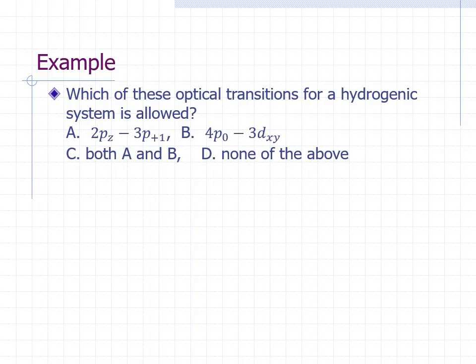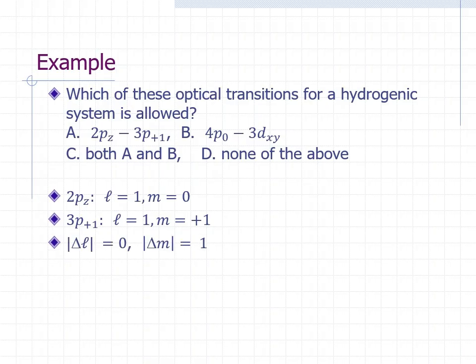Let's examine choice A. For the 2pz, quantum number L is 1, and quantum number m is 0. For the 3p plus 1, quantum number L is also 1, and quantum number m is plus 1. So, there's no change in quantum number L, which makes this transition forbidden. Even though the change in quantum number m is 1, which is allowed, the transition is forbidden. Both selection rules must be satisfied.